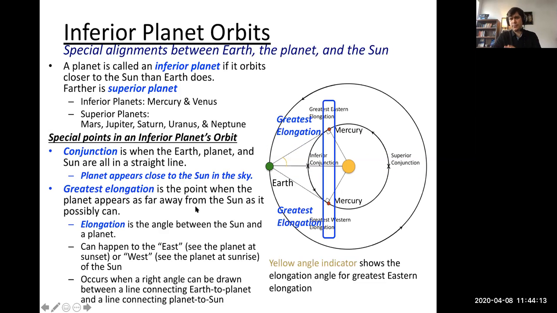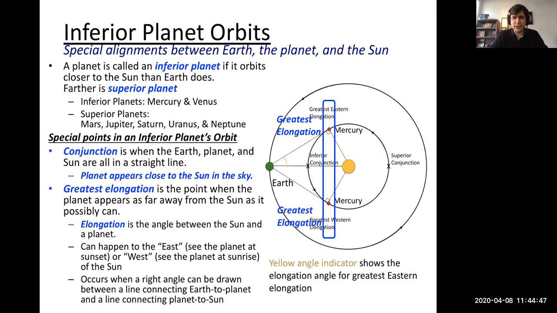Okay, now the more subtle one. Now I'm going to spend most of the time in this video talking about greatest elongation. So greatest elongation is the point where the planet appears to be as far away from the sun as possible. It's going to have the biggest angular separation away from the sun. It's going to be as distant from the sun as it possibly can be in the sky. And for inferior planets, this is always a pretty small number. It's going to be less than 50 degrees for both Mercury and Venus.